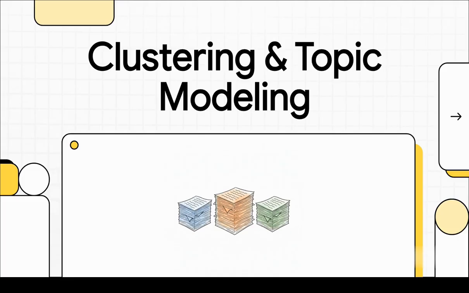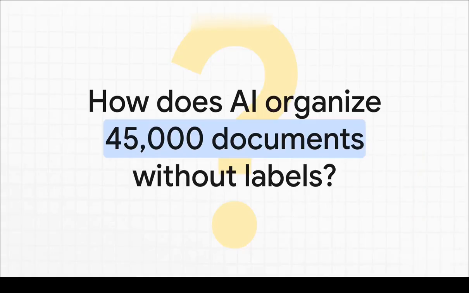Welcome to our explainer on text clustering and topic modeling. Today we're focusing on how artificial intelligence can take massive text datasets and organize them natively, finding hidden structures and real meaning without needing any constant human handholding or pre-existing labels. To make this super concrete, we're going to explore a really fascinating question. How exactly does an AI read and organize tens of thousands of documents without any human labels to guide it?